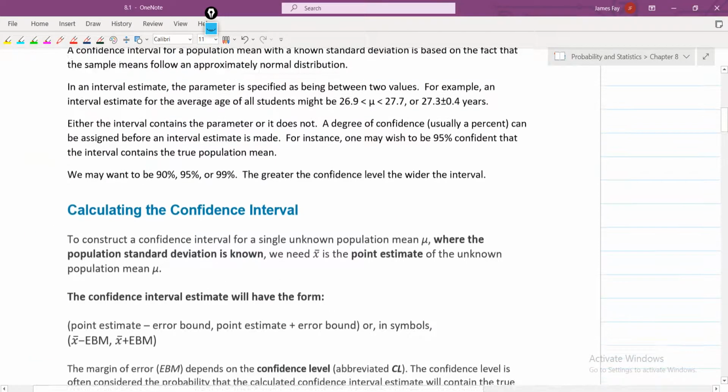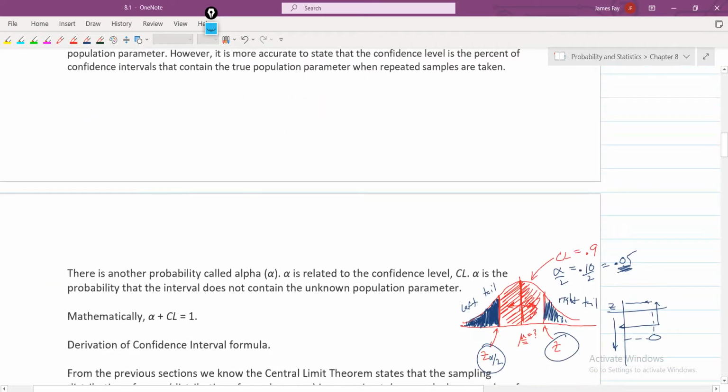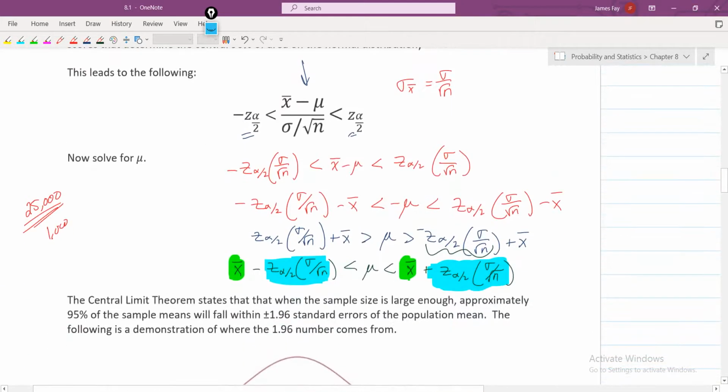Up here, I think we did this example where I did mean ages, and I said 27.3 plus or minus 0.4 years. So 27.3 is our point estimate, that's x bar. This 0.4 would have been found by taking z sub alpha over 2 times sigma over radical n. That generates an interval for us that allows for a particular confidence level to exist. Now, what I want to do is talk about how we find that number. What does that number mean to us?